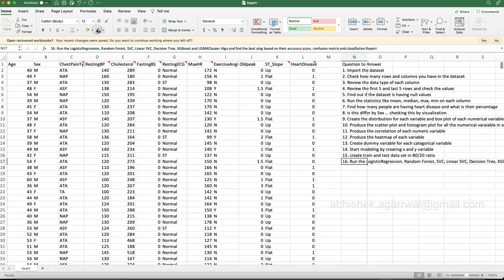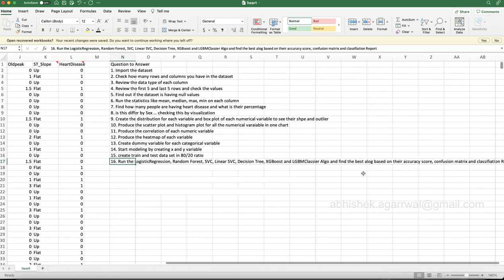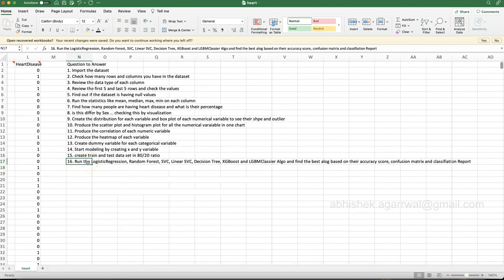Now, step 15 is you run many algorithms. It's like multiple steps. I thought of creating steps 16, 17, 18, but I don't want to create them just for the sake of creating multiple steps. It's all the algorithms, like logistic regression, random forest, SVC, linear SVC, decision tree, XGBoost, LGBM classifier, and basically run all of these algorithms. They are pretty straightforward. However, understanding them in depth is a separate game. But at least you should know how to start running them.